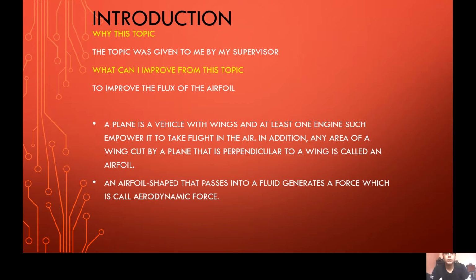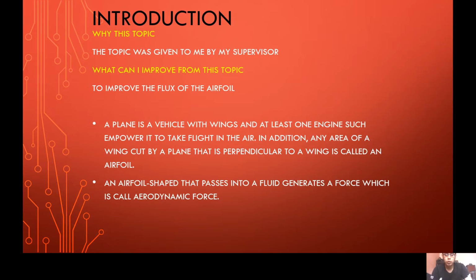Okay, introduction. A plane is a vehicle with wings and at least one engine which empower it to take flight in the air. In addition, any area of a wing cut by a plane that is perpendicular to a wing is called an airfoil. Okay, airfoils are found in propellers, fans, compressors, and turbines.